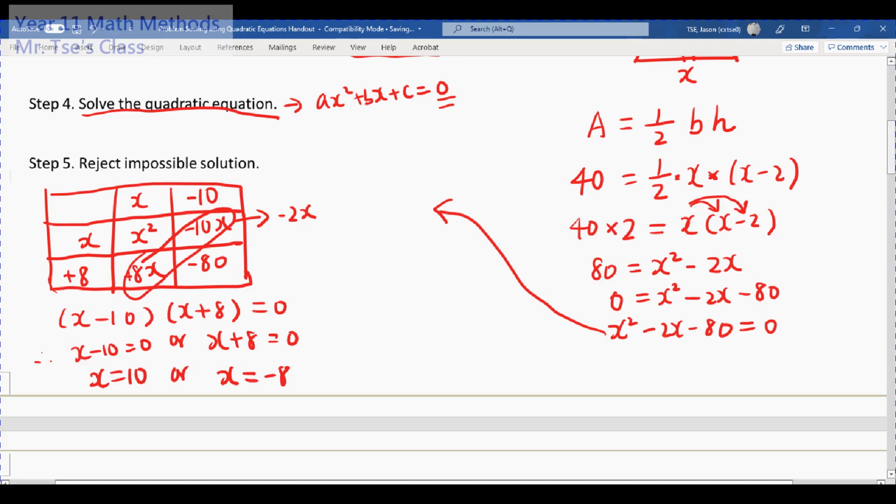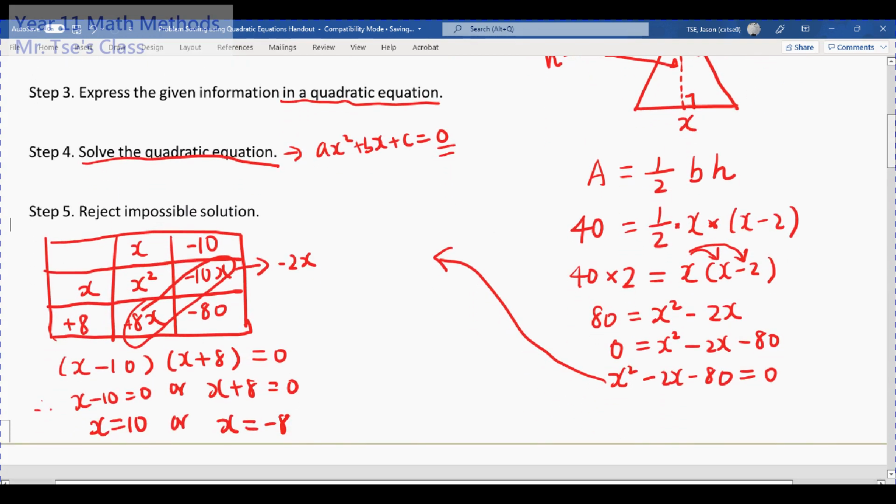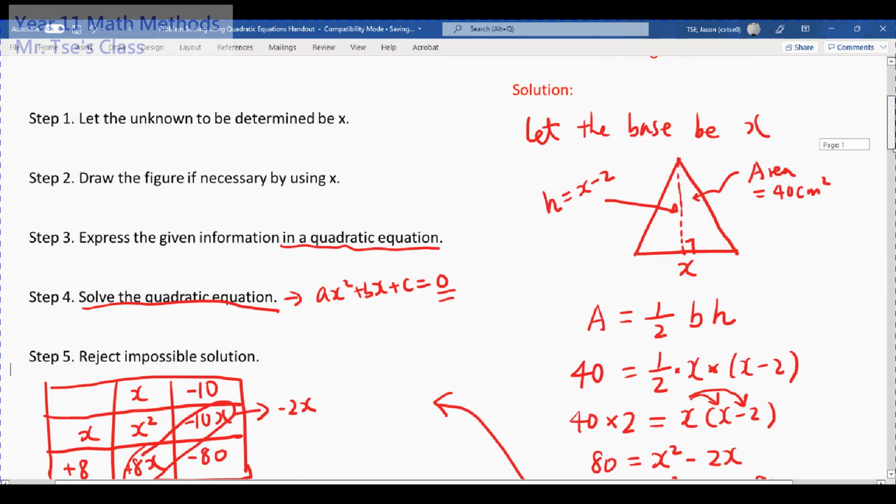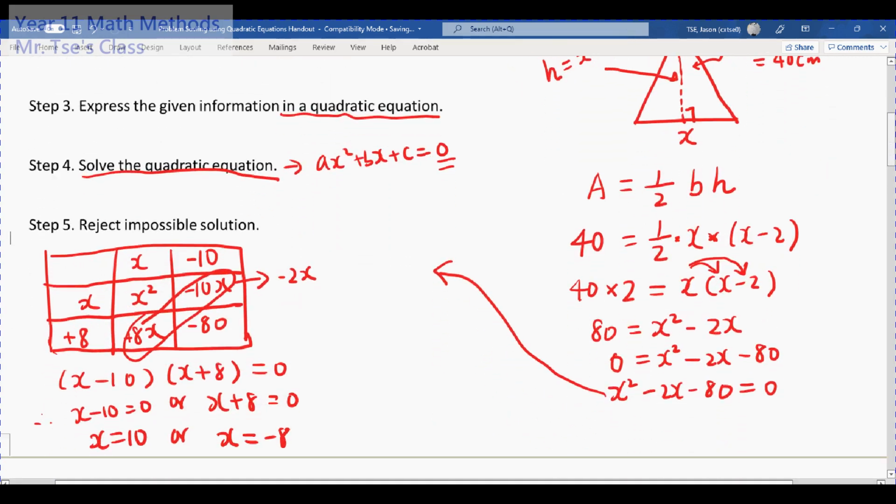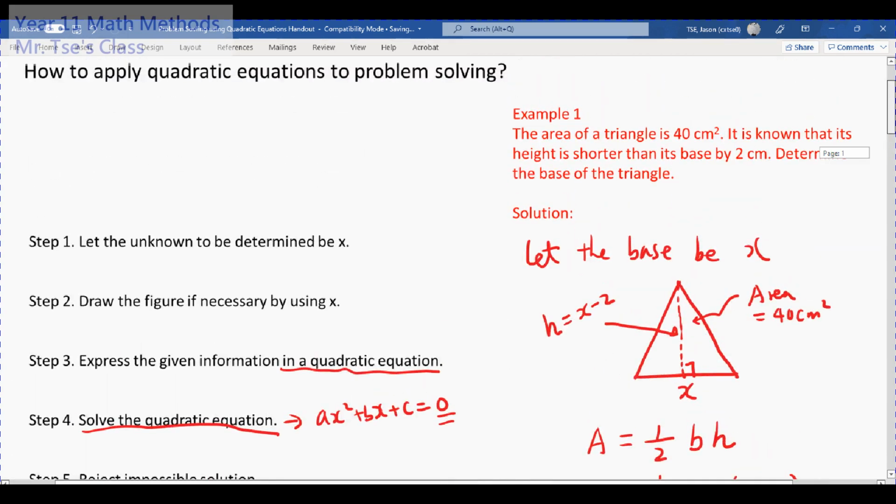Okay, so let's see, are we done? We need to be a bit careful here. You see step 5, reject impossible solutions. If there are some impossible answers, you need to reject them.